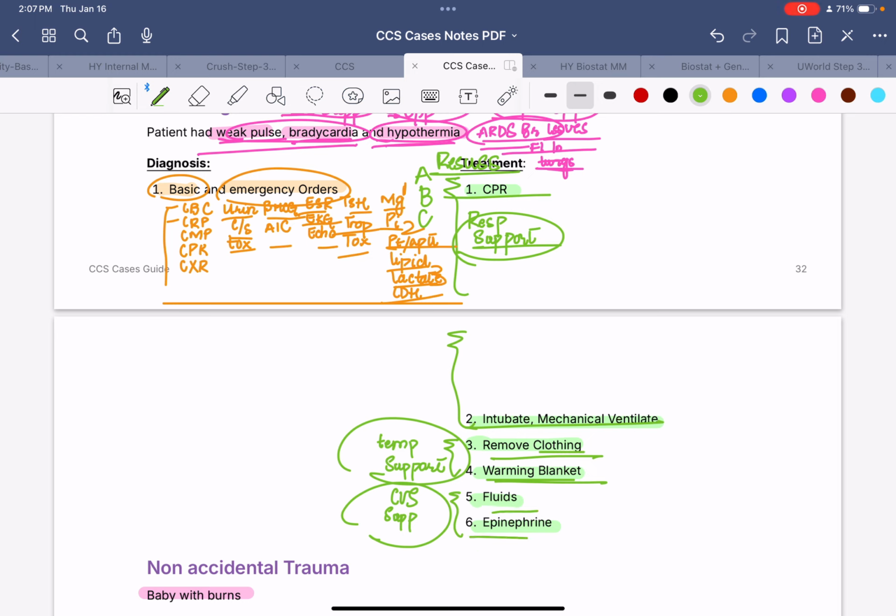Next up we have circulatory support with fluids and epinephrine. Fluids are the first mainstay, but if the hypotension is not improving despite the fluids, we are going to start epinephrine. And still, if it doesn't improve, and the patient is also bleeding actively from somewhere, then we can do blood type and crossmatch along with transfusion.